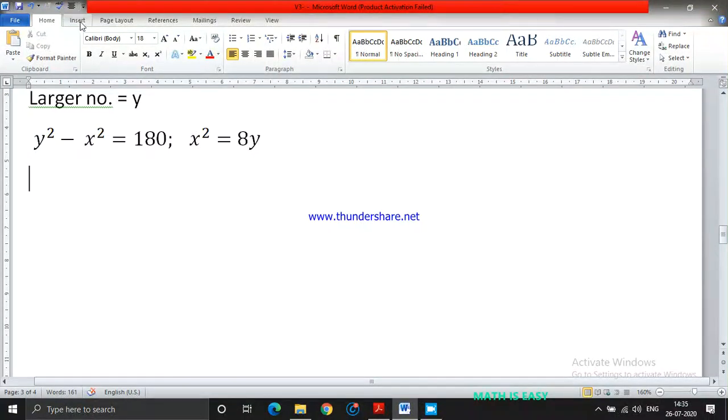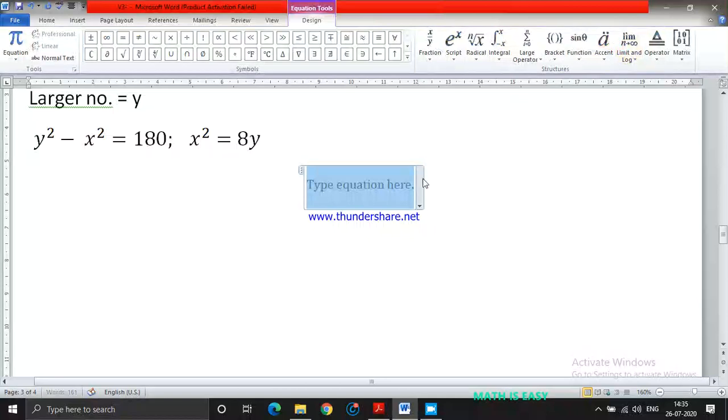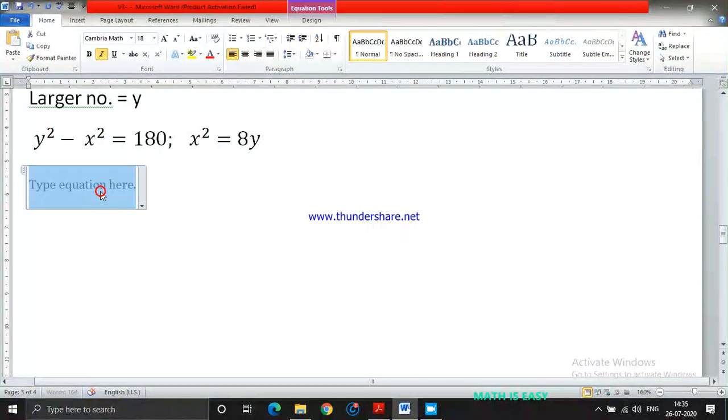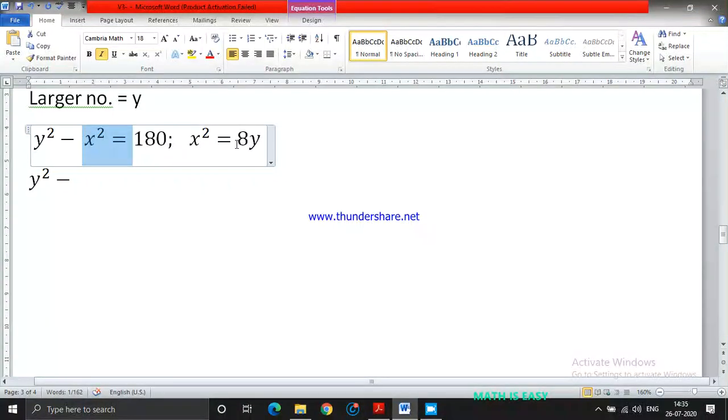You have to be very careful when you write the equation. Please pay attention. Here you have y square minus, in place of x square I'll put 8y. So you'll get y square minus 8y. If you want, bring 180 also this time, so it will become minus 180 is equal to 0.